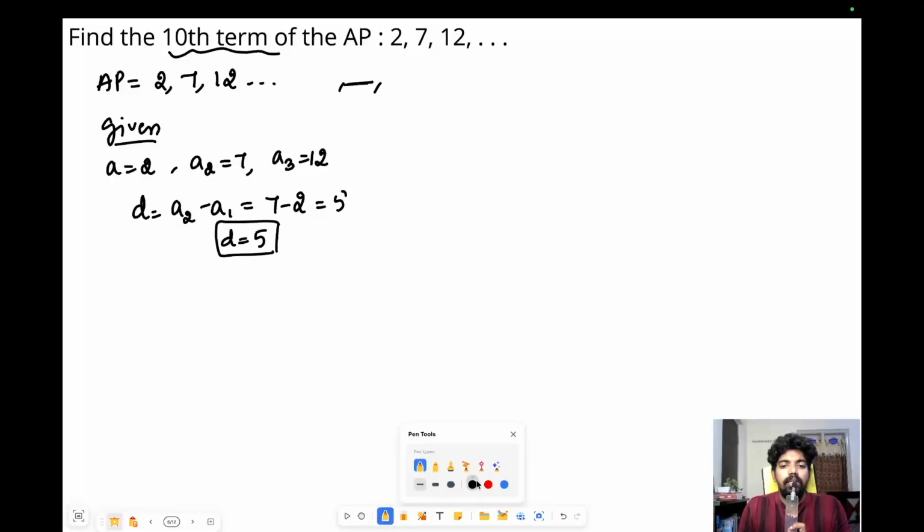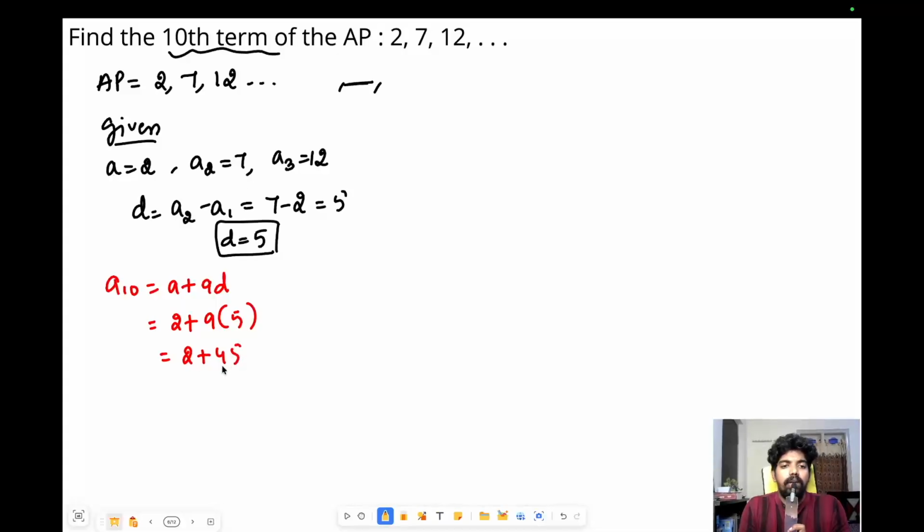Now we have to find A10. A10 can be written as A plus 9D. A value is what? 2 plus 9 into D value is 5. 2 plus 45 gives you 47. So A10 is equals to 47. So the 10th term is 47.